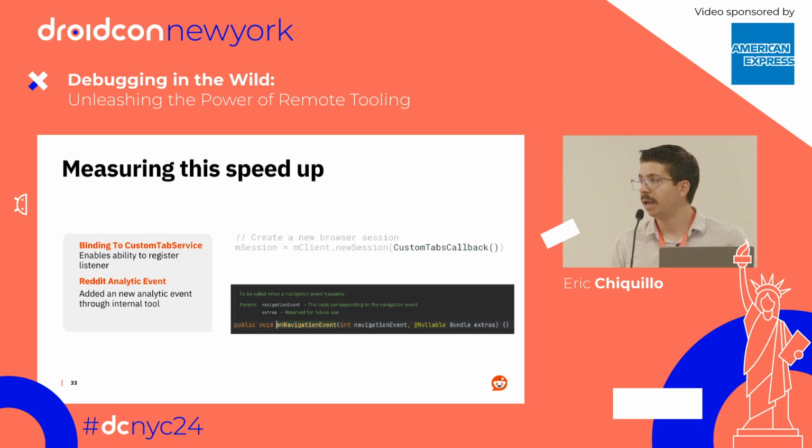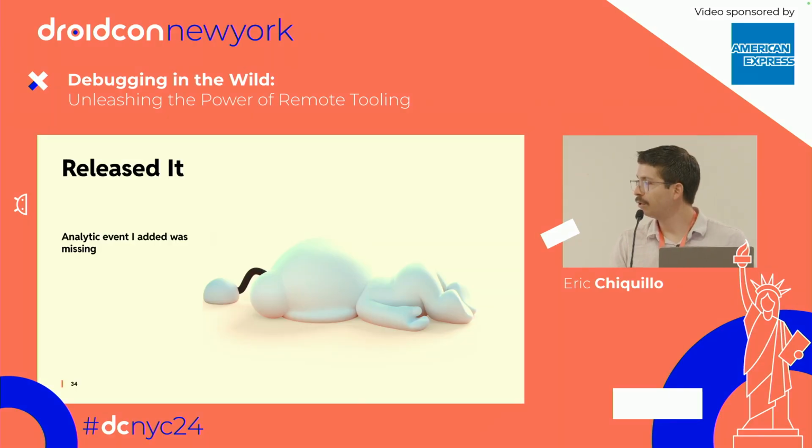And so I made an analytic event in Reddit, a Reddit analytic event from the moment the user clicked until I got the callback telling me that the web page successfully loaded. And I wanted to compare this event, the browser load event, control versus my experiment, just to see how much of a win we were getting and if it moved any metrics. So I released it, and unfortunately, this analytic event I added was missing.